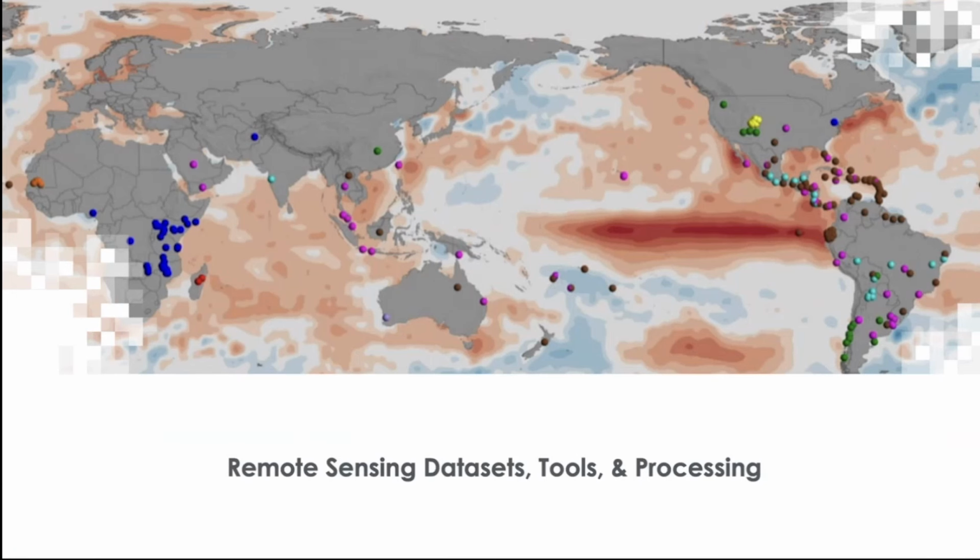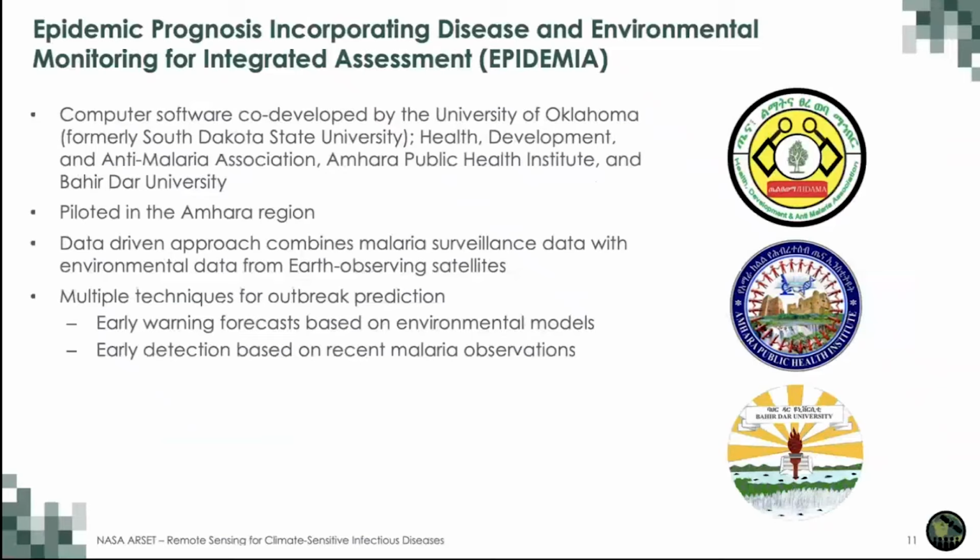So that's the intro. I'm going to move on and talk more specifically now about some of the remote sensing data sets that we've used to work with malaria in Ethiopia and some of the tools and the processing steps that were involved. And what I'm going to talk about is related to a project called EPIDEMIA.